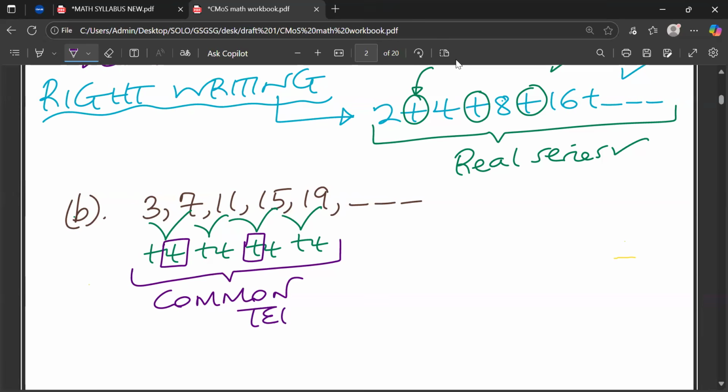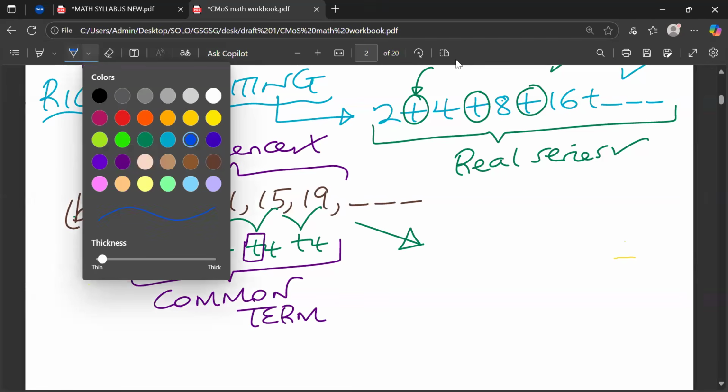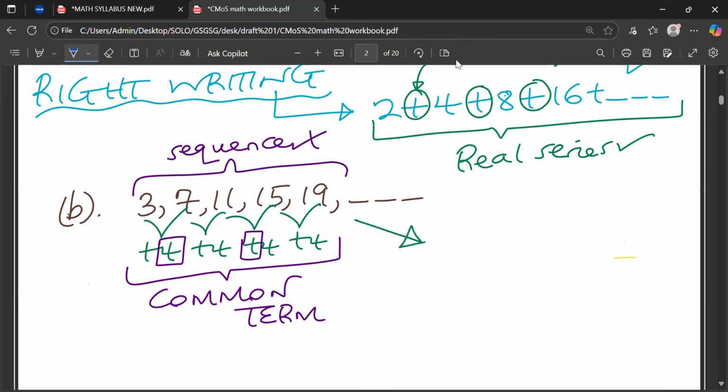At this point, when it's still having commas, we call it a what? A sequence. But it can be a perfect series because of the common term being added throughout. So if we really want it to look good, we just bring in our plus signs. Like this is 3 plus 7 plus 11, sorry, plus 15 plus 19. We put a plus, then the 3 dashes. You get? Now this one is a series.